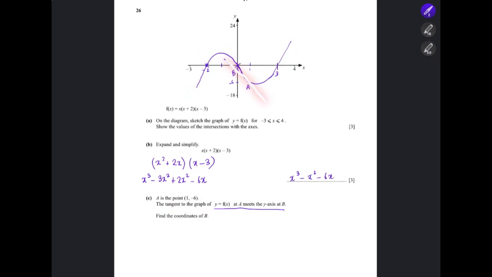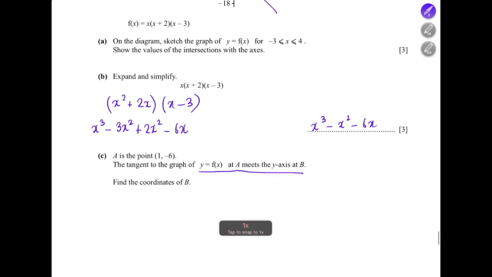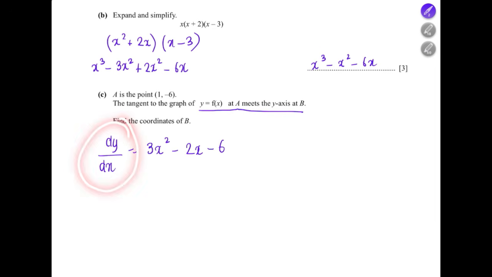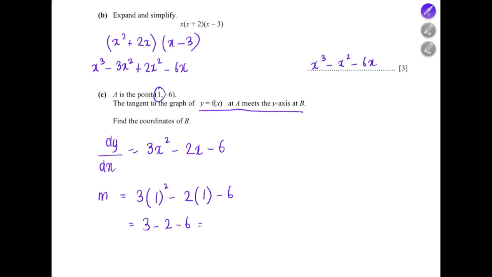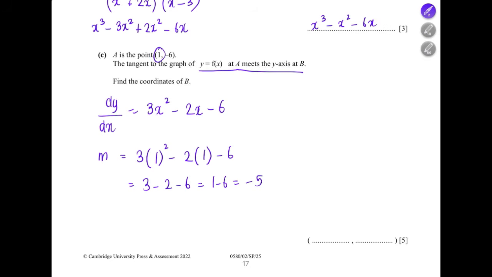Let's find out the equation for the tangent. So first, the gradient. dy over dx, we can find the gradient of this equation. This is going to be 3x squared minus 2x minus 6. Okay. Let's find out the value for dy by dx, which is basically m, the gradient. Remember, at this point, x is 1, right? So we'll take 3 into 1 squared minus 2 into 1 minus 6. This is going to be 3 minus 2 minus 6 equals -5. That's your value for the gradient.